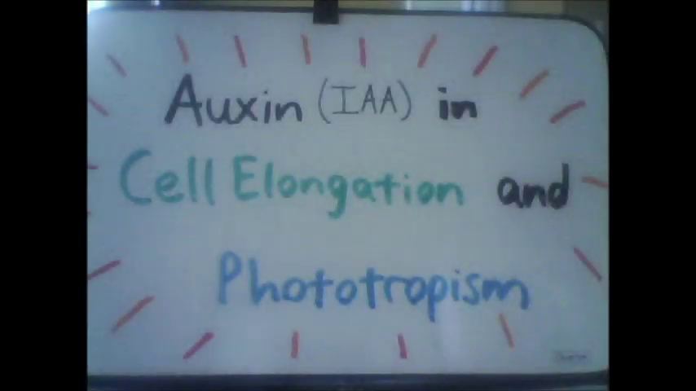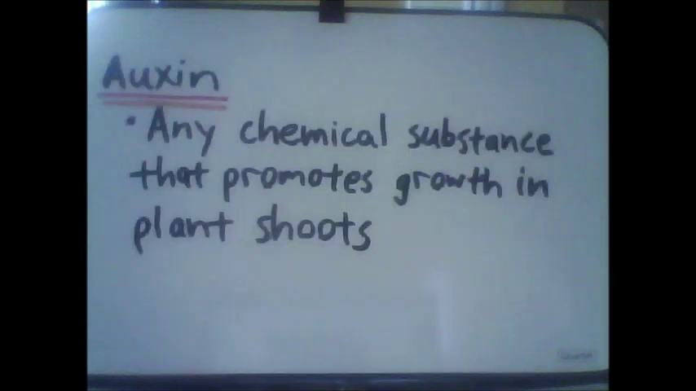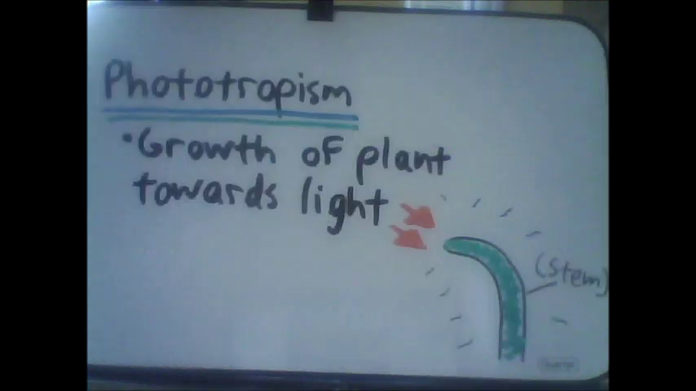Hey there, guys. So I'm going to show you how plant auxin works in cell elongation and phototropism. Basically, auxin is a general term given to any sort of chemical that promotes cell elongation in growing stems, or shoots, as I'll refer to them later. So that's what auxin does. Next, phototropism is the growth of a plant towards a source of light.